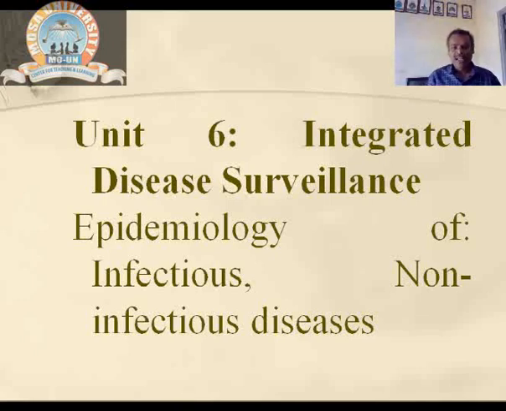Under this unit, there are two subtopics we are going to discuss today. The first one is epidemiology of infectious disease. The second one is non-infectious disease. Infectious disease is communicable. Non-infectious disease is not communicable, but it can spread through individuals. So we are going to discuss the two subtopics: infectious, communicable disease, and non-infectious, non-communicable disease. You can also say communicable and non-communicable, or infectious and non-infectious. Okay.